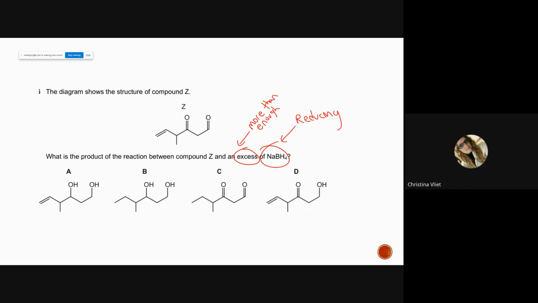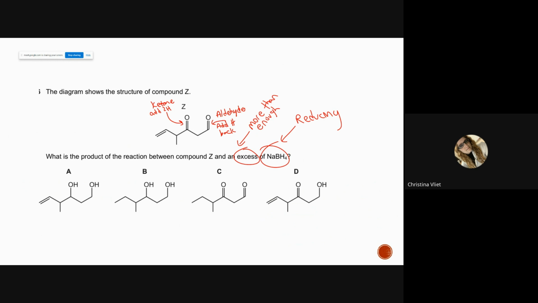So your question is to identify each of your functional groups and see if they can be reduced. So, can you reduce an aldehyde with NaBH4? Yes. And you would do that by adding hydrogen and breaking up this double bond, right? Can you do the same thing with ketones, with NaBH4? Yes, because that's a carbonyl.